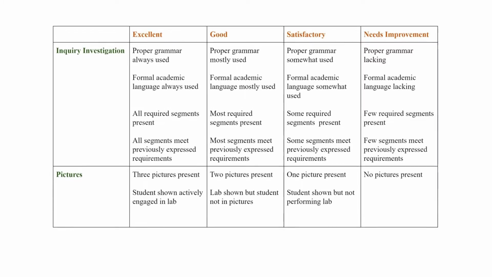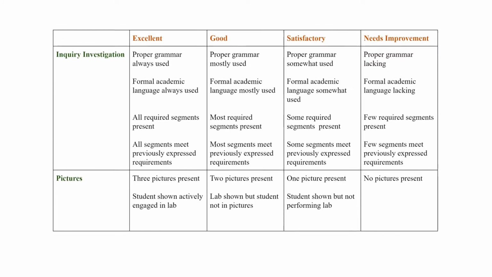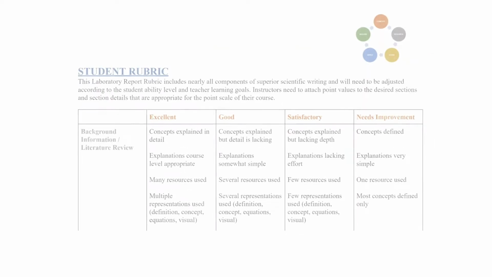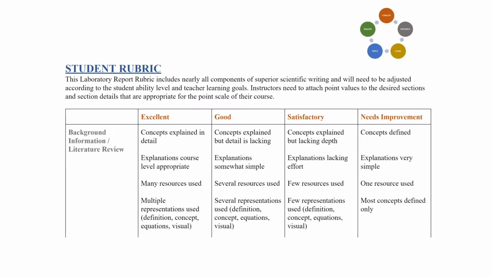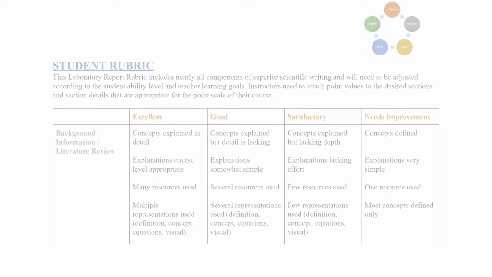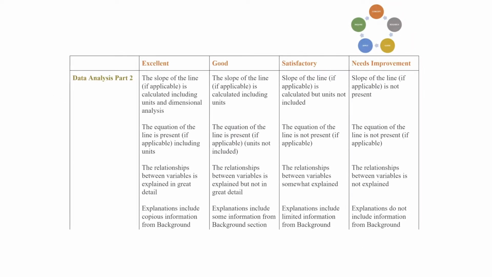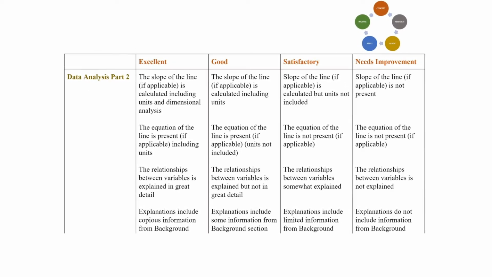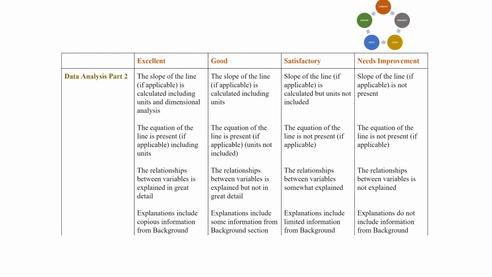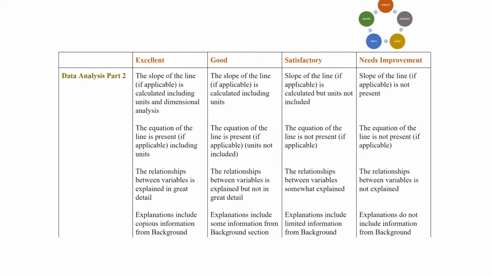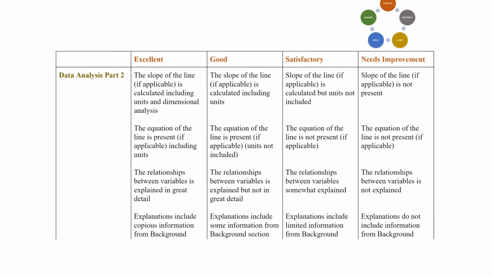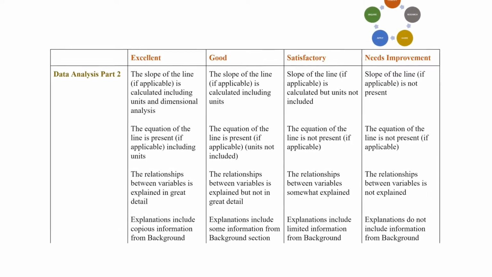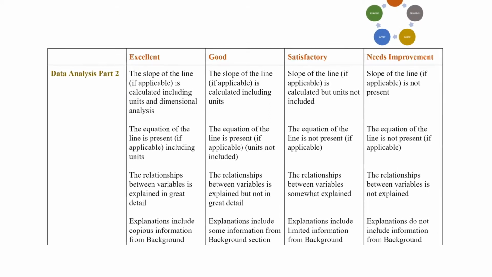How then do I grade student writing products? The laboratory report rubric in the appendix of the book includes nearly all components of superior scientific writing and will need to be adjusted according to the student's ability level and teacher learning goals. Instructors need to attach point values to the desired sections and section details that are appropriate for the point scale of their course. It is important for both students and teachers to know how grading in a course will be approached. Therefore, it is imperative that both groups have access to the rubrics.